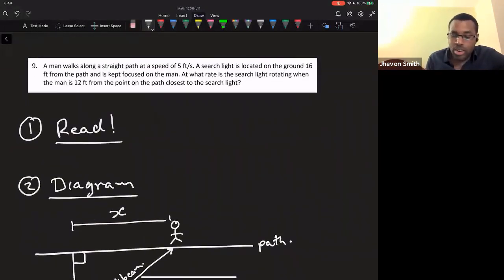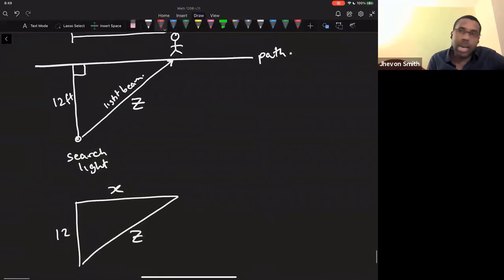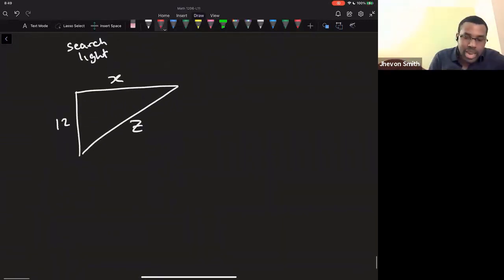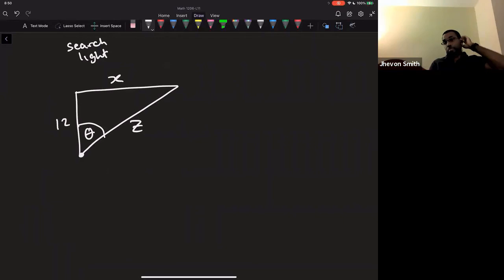Now, something else they mentioned. At what rate is the searchlight rotating? So now they say rotating, that's kind of different, right? It's not about length. It didn't talk about how the length of the light beam is changing or how the length of something else is changing. It's talking about the angle. So there's this new variable right here that I care about.